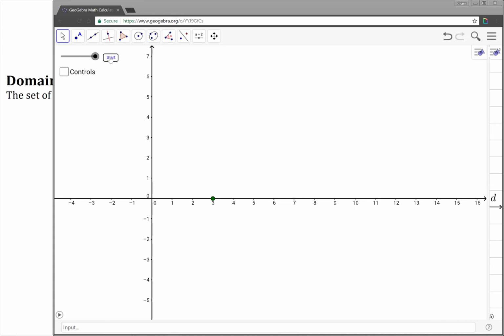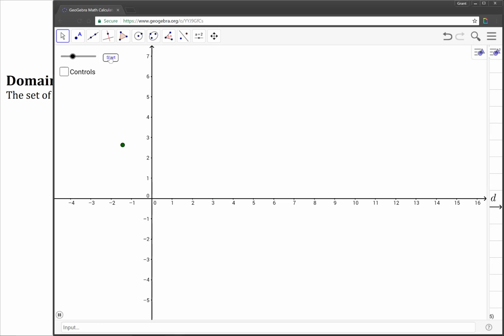Let's return to the following context. A point travels along a circular path that is centered at the origin for one full lap. Now, let's let the variable d represent the distance the point has traveled.